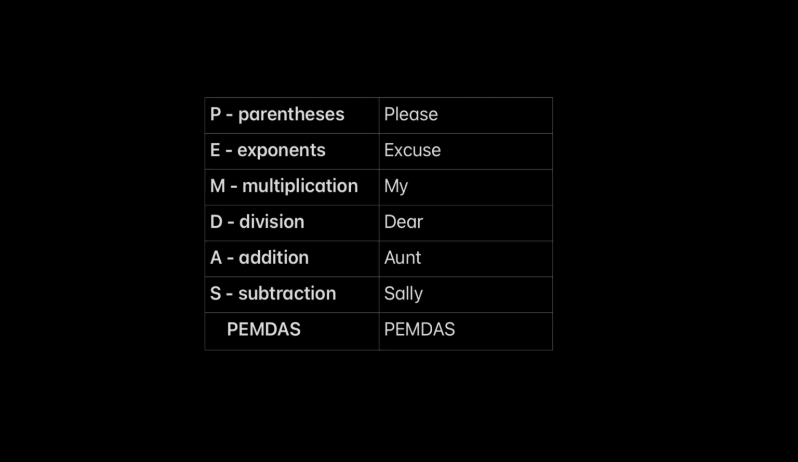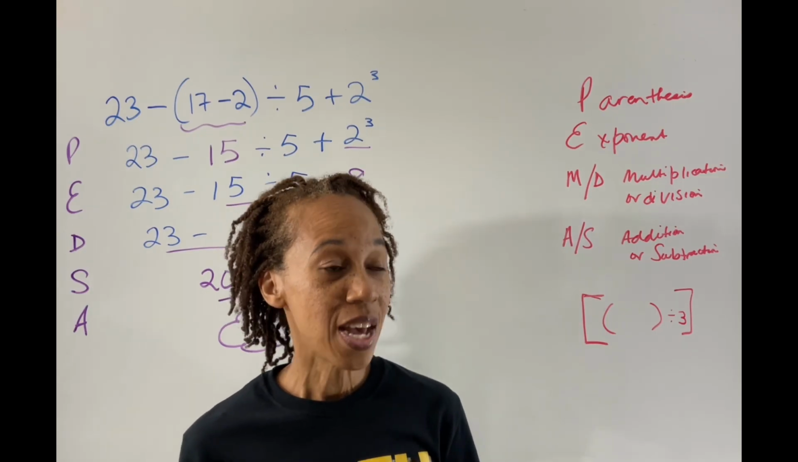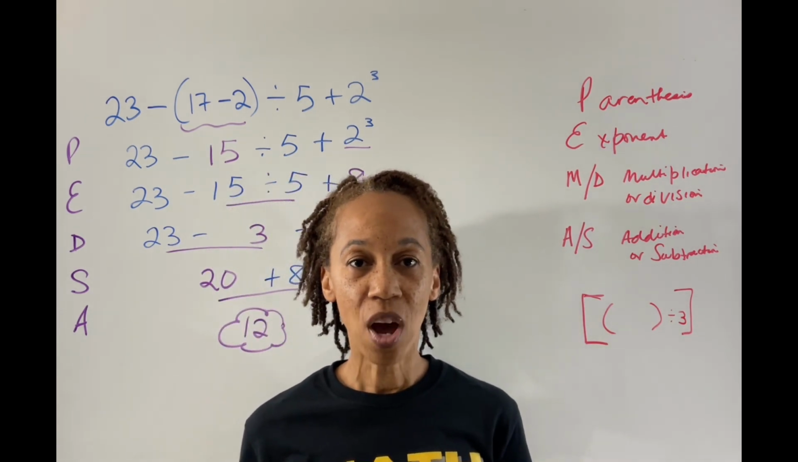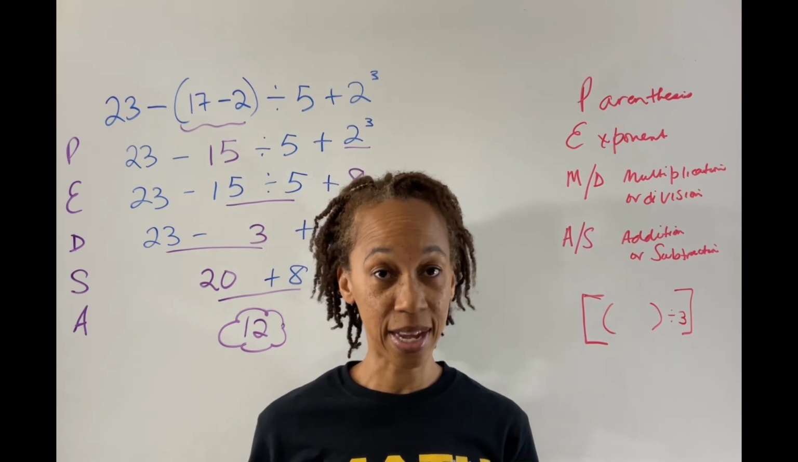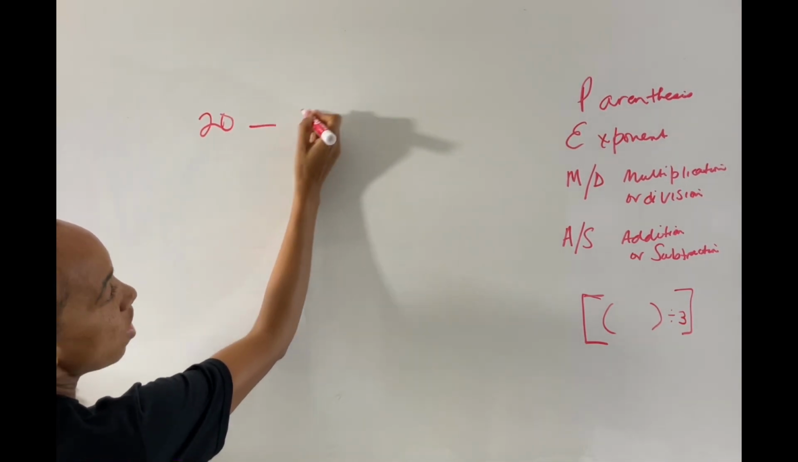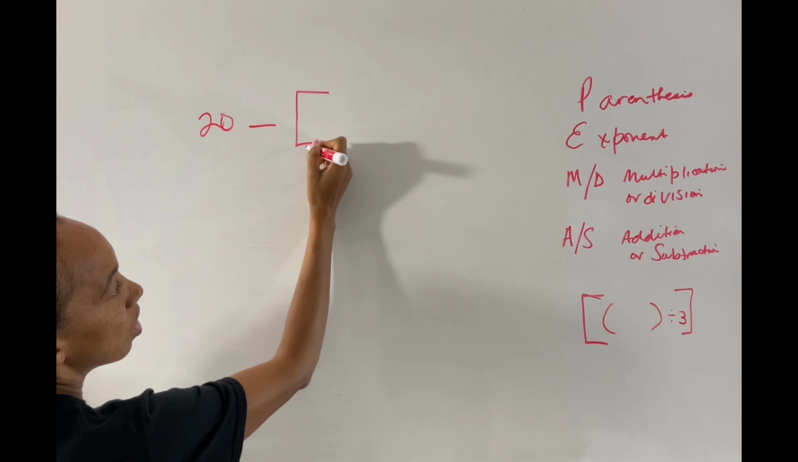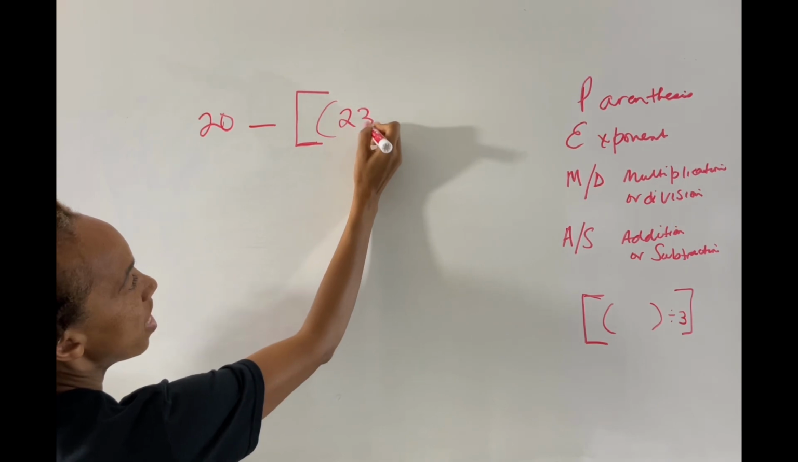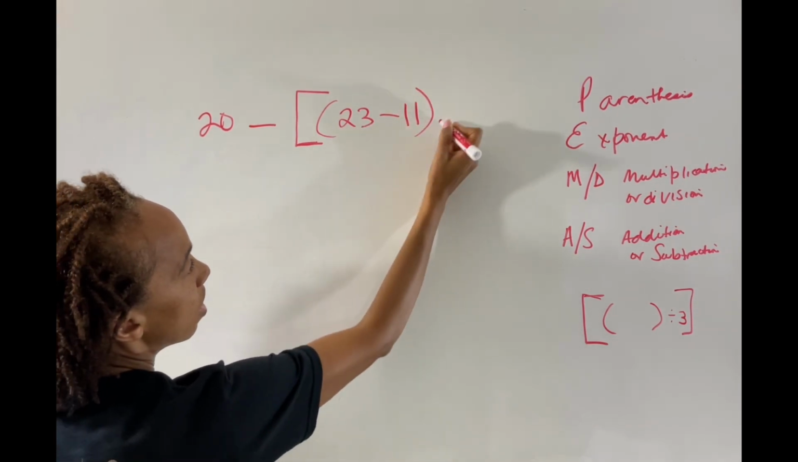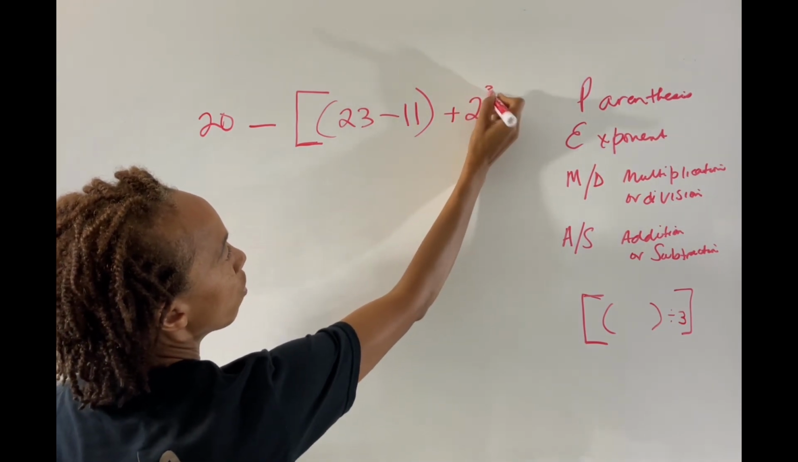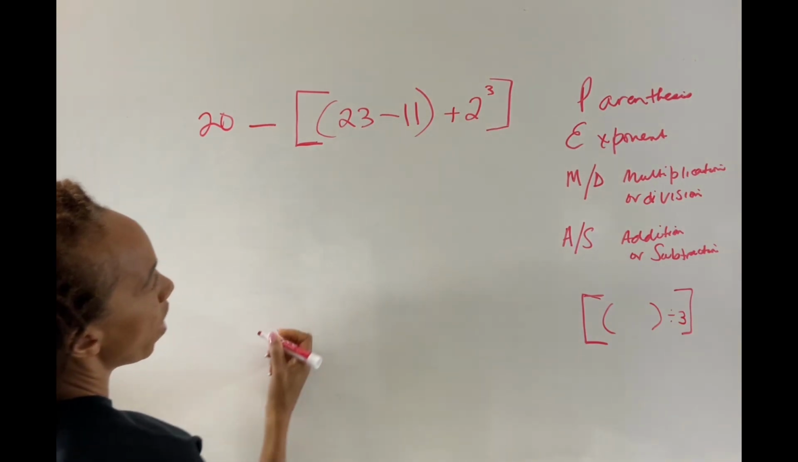Now, as you know, I like to give more than one example because variety is the spice of life. So what I'm going to do next is give another example where you have other things happening within the expression. So my next example is 20 minus the big box parentheses. Inside of that, I'm going to have 23 minus 11, and then on the outside I'm going to have plus 2 to the third power, and then I have my square bracket.